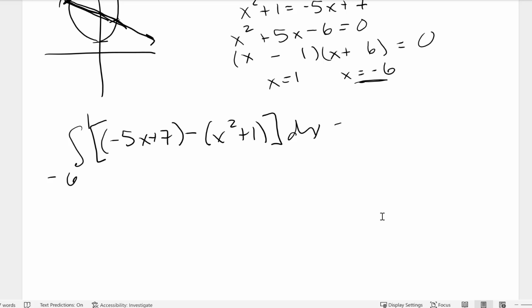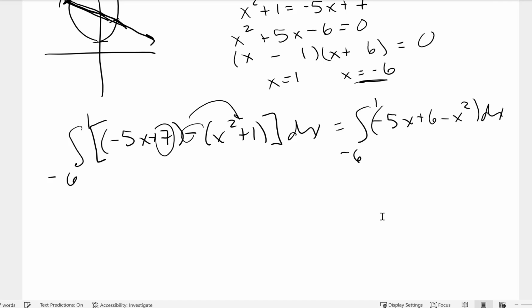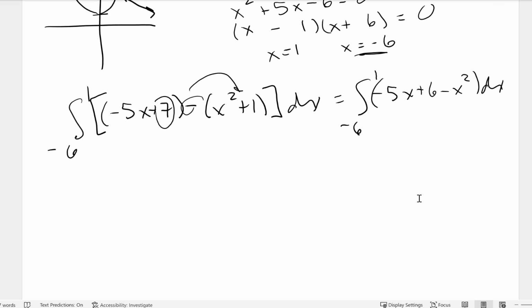Before I integrate, I do think I can just make this a little bit nicer. So I have negative 6 to 1. I'm going to keep this negative 5x. The 7, I see this minus with the 1, so 7 minus 1, this will be plus 6 minus x squared. So just having one less term I think is helpful.